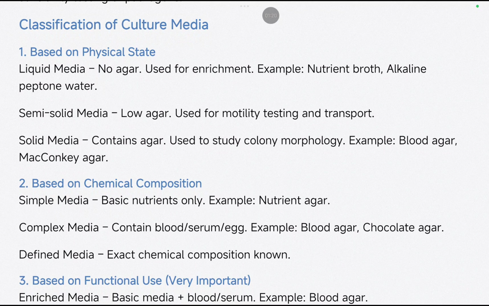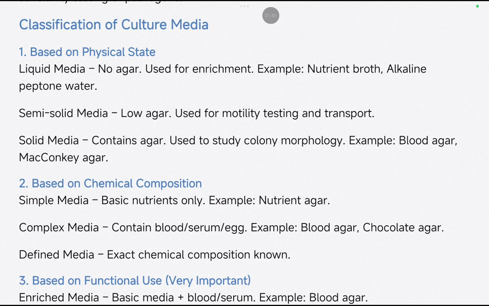In the case of a physical state, we have liquid media. Liquid media generally contains no agar. It is mainly used for enrichment, such as nutrient broth or alkaline peptone water. Second is semi-solid media, which has low agar. It is used for motility testing and transport. And third is solid media, which contains agar. It is used to study colony morphology, for example, blood agar and MacConkey agar.